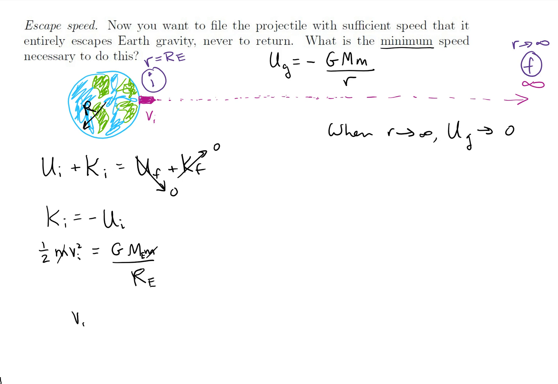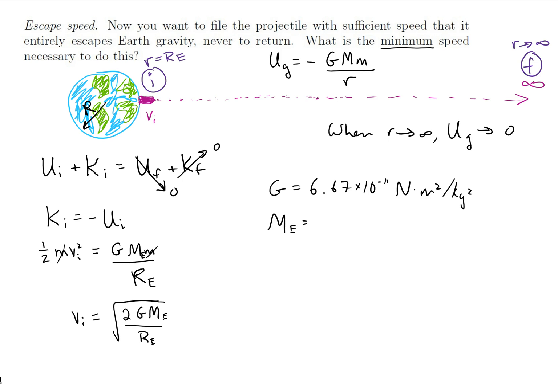So v initial equals the square root of 2 G times the mass of the Earth over the radius of the Earth. And you can look up these values. They're in your book, or you can just Google them. G is 6.67 times 10 to the minus 11 newton meters squared per kilogram squared. The mass of the Earth is 5.97 times 10 to the 24th kilograms. The radius of the Earth is 6.37 times 10 to the 6th meters.